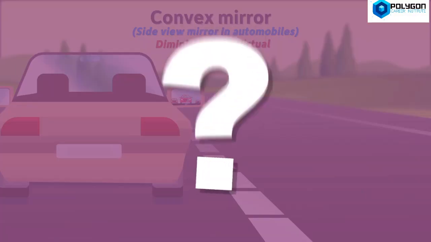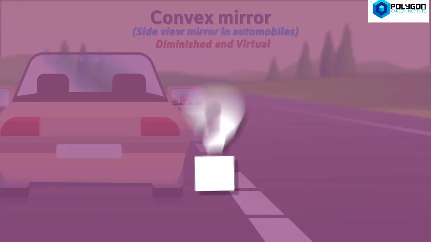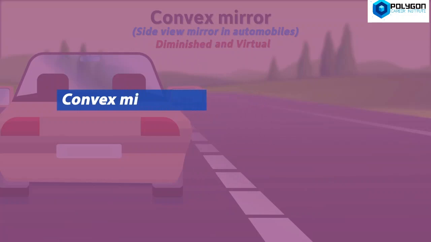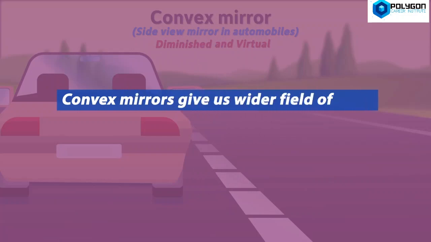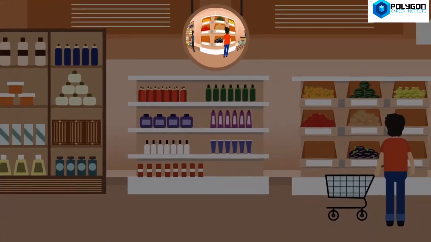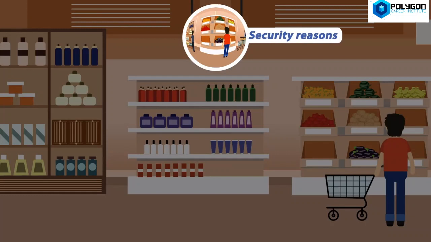Where else are they used? It must be clear from this example that convex mirrors are used in a situation where we want a wider field of view of the surroundings. They are also used in shops, especially in shops or supermarkets which are huge with many commodities. Why are they used there? They are used there for security reasons. As they give a wider field of view, one is able to keep an eye on the happenings in a larger area of the shop.